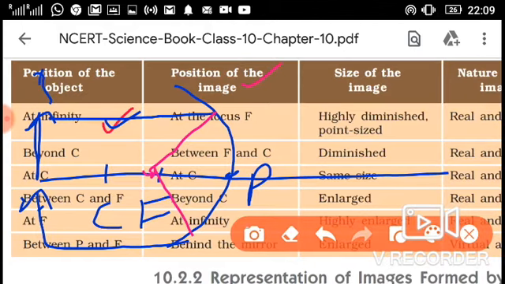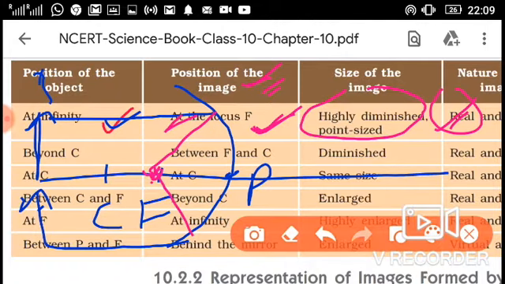So the position of the image at the focus, you can see where the rays meet after reflection, that denotes the position of object, means image, position of image. So position of image, it is formed on the principal focus, highly diminished point size. You can see the point size image we are getting. Real, if it is formed in front of the mirror, then it will be a real, and you can obtain on screen also. If you use paper, then you will get the image on the paper. You will get a point size image on the paper. So it is real and inverted.